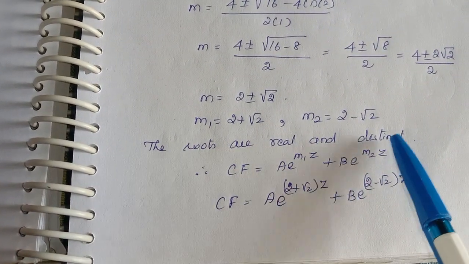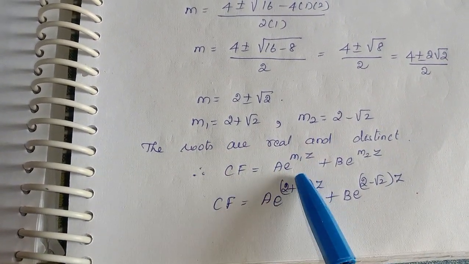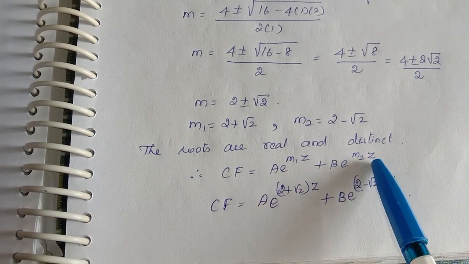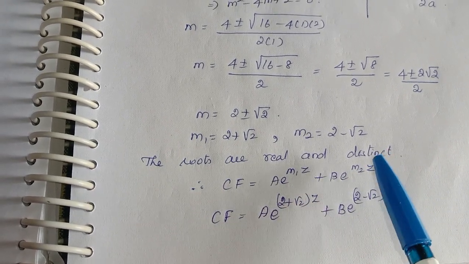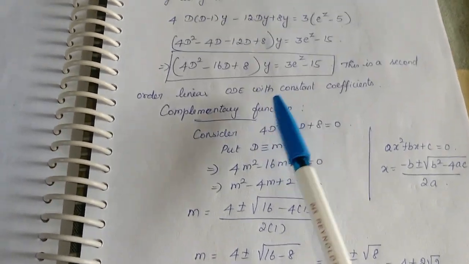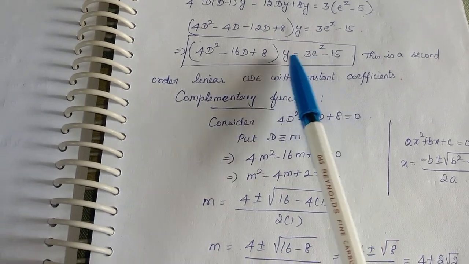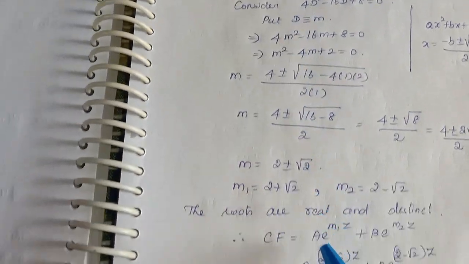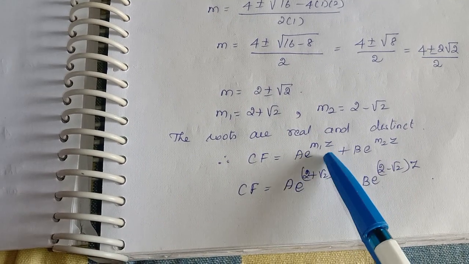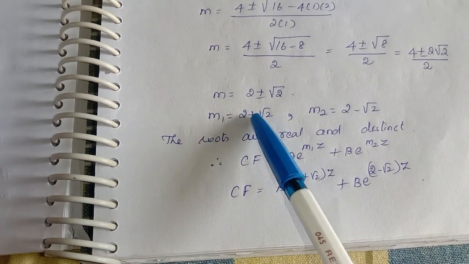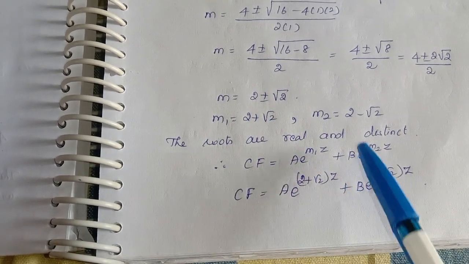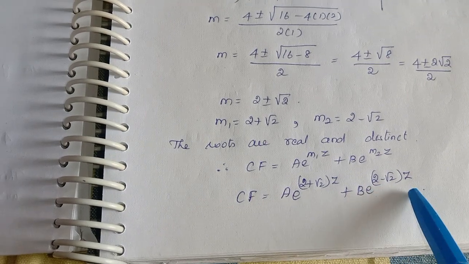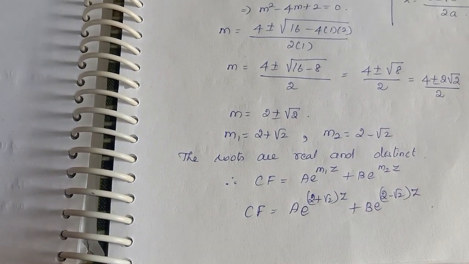When you have real and distinct roots, the complementary function is a e power m1 z plus b e power m2 z. Remember, the equation has z as the independent variable and y as the dependent variable. So you have to write the complementary function in terms of z only. A e power, the first root is 2 plus root 2, z, plus b e power 2 minus root 2, z.